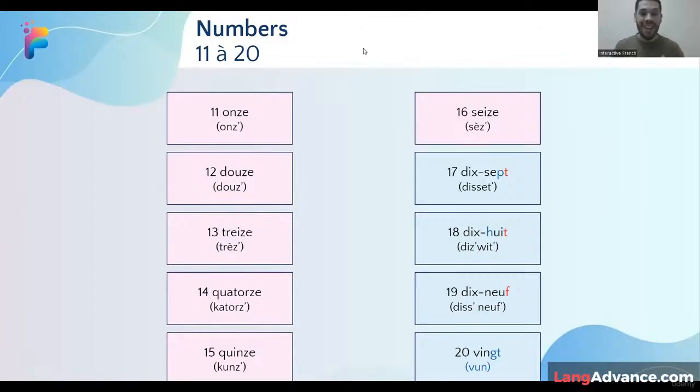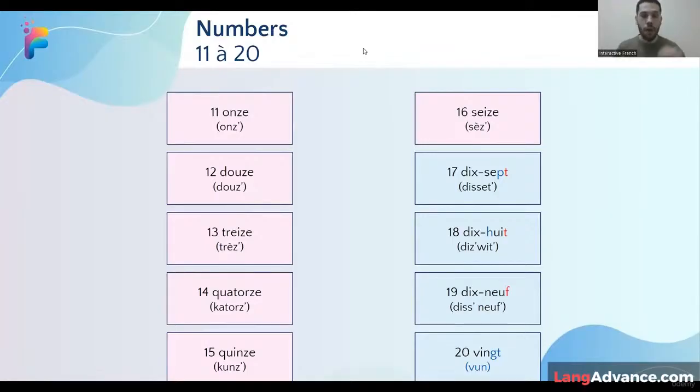Next, we've got 18, dix-huit. Same as before, all right? You would say dix, huit, right? Don't pronounce the H and pronounce the T in huit. Next up is 19, dix-neuf, okay?